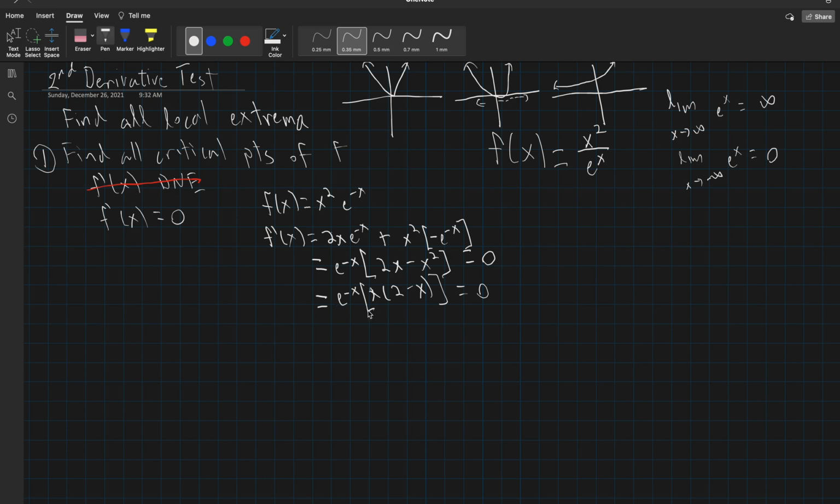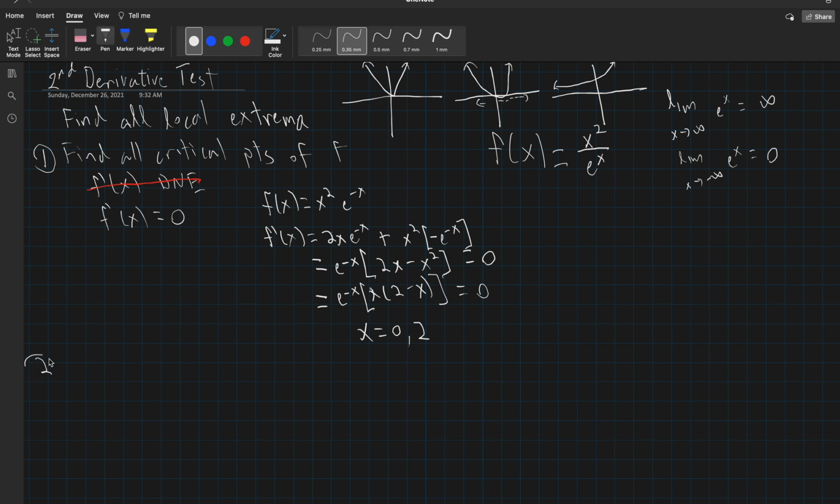So can e to the minus x ever equal 0? The answer to that should be no, and I'll leave it to you as an exercise to figure out why e to the minus x will never equal 0. Will x equal 0? Yes, when x equals 0. And when does 2 minus x equal 0? When x is equal to 2. So we end up finding these two critical points, x equals 0 and x equals 2.